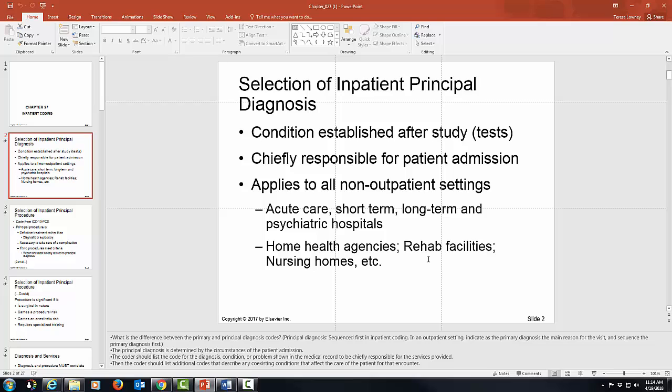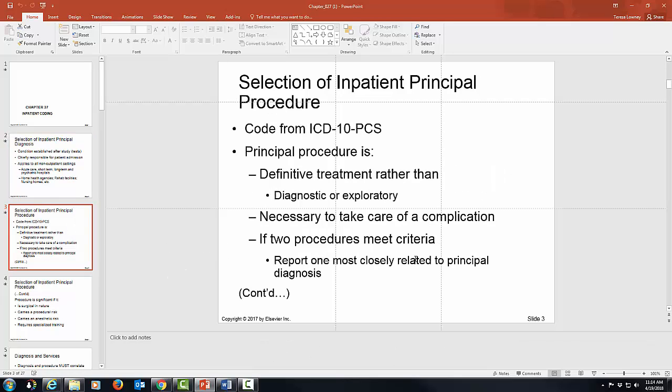The coder should list any additional codes that may describe any coexisting conditions that affect the care of the patient for the encounter. When you're selecting that inpatient principal procedure, you're going to use a different book than we use. So our ICD-10 book is CM, Clinical Management. This one is principal diagnosis from the hospital. So the principal procedure.